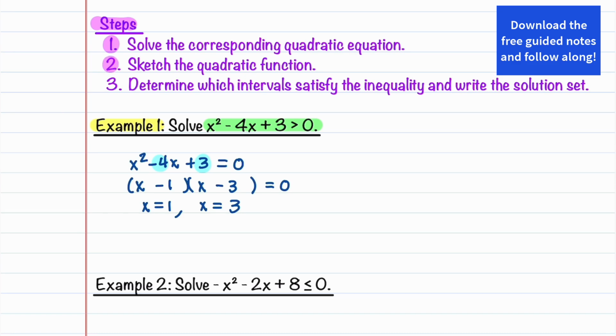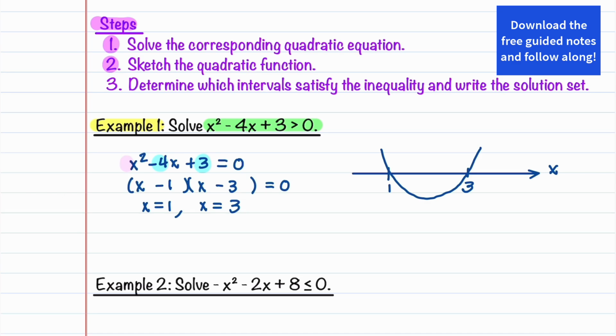Let's look back up top here. Our second step is to sketch the quadratic function. In order to do that, I am going to draw a number line right over here. We'll label this as x, and then we're going to put down that x is equal to 1 and x is equal to 3. Those are the points where our quadratic function is going to cross our x-axis. Notice in our quadratic equation that we have a 1 multiplying x squared. That means our parabola is going to open up, so we can just do a rough sketch of our parabola and know that it's just going to look something like this.